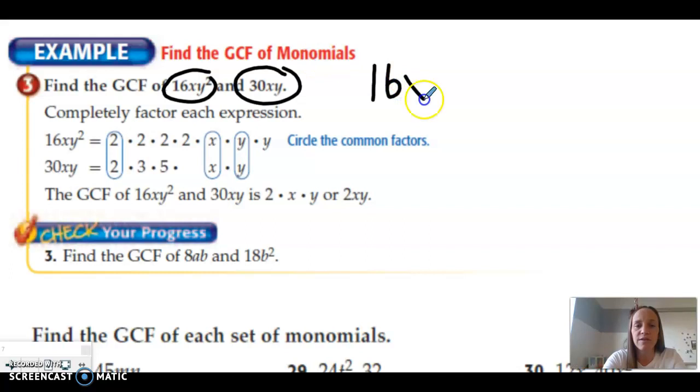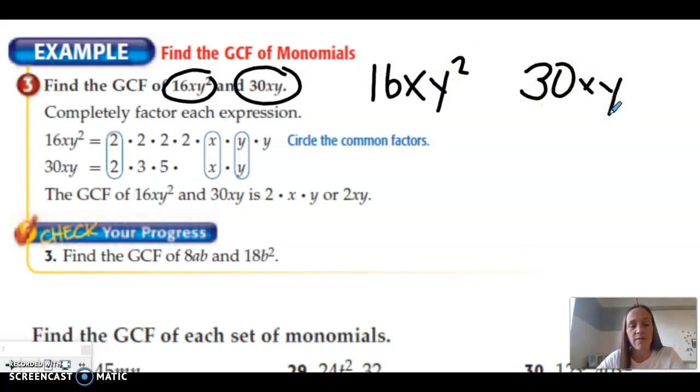So I have 16xy squared and 30xy. So to find the GCF, you need to factor these. Now, you'll notice the example here factors them out completely, right? So they wrote out the prime factorization. They even factored the variables, pulled apart the pieces there. That's up to you if you want to write all that out, or if parts of this you might be able to just kind of think about, right?